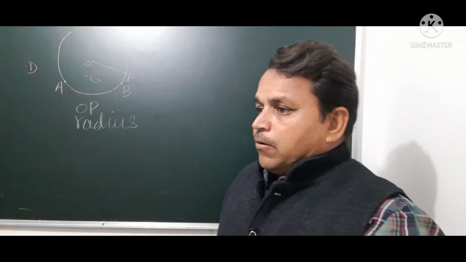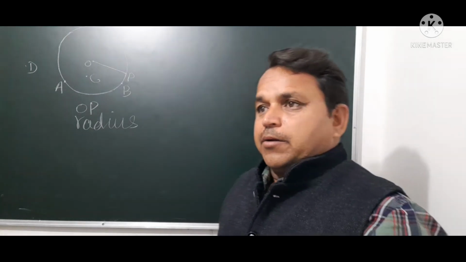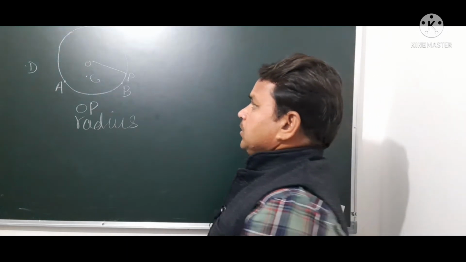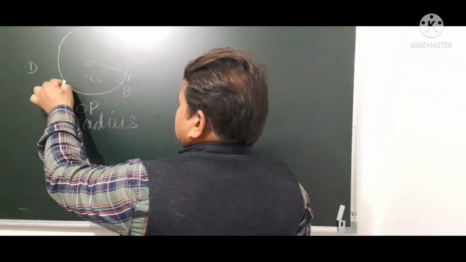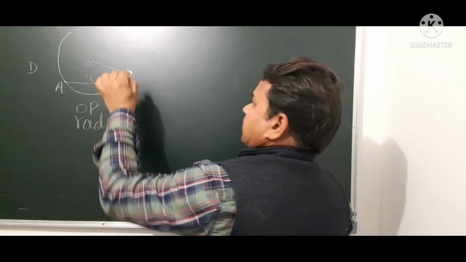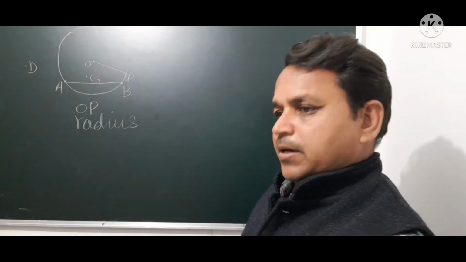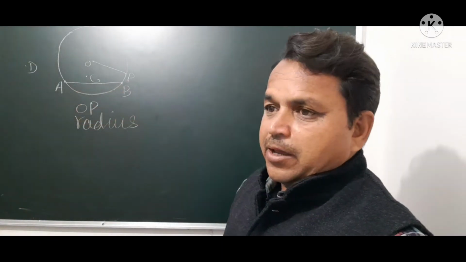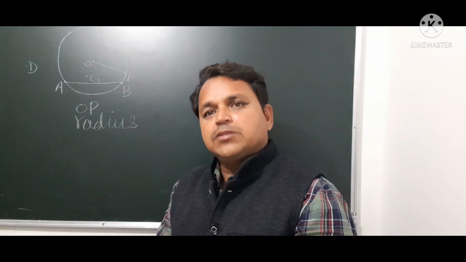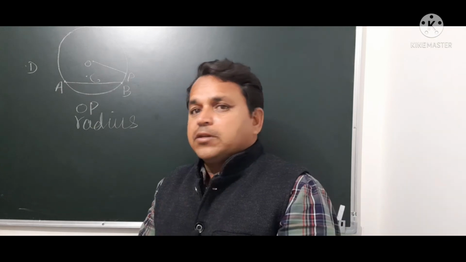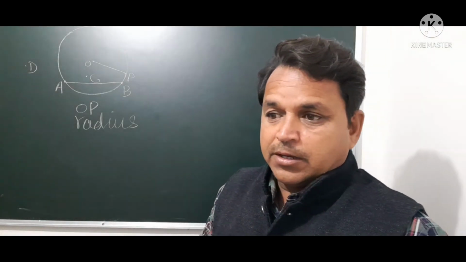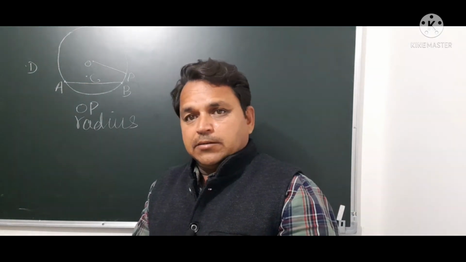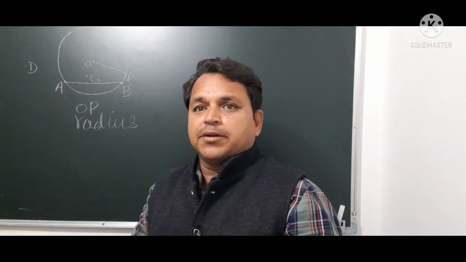So we are introducing a new term, a new concept. What do we call a line segment joining any 2 points on the circumference of the circle, or we can say on the circle? A and B are 2 points, and the line segment AB joining them is known as a chord of this circle. So what is a chord? A line segment joining any 2 points on the circle is known as the chord.